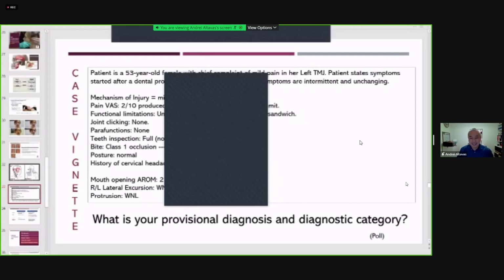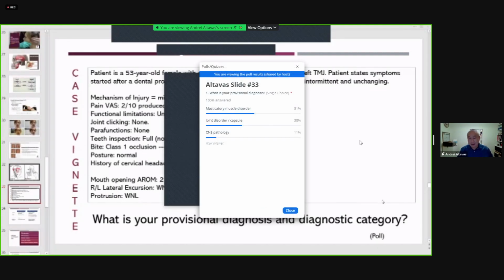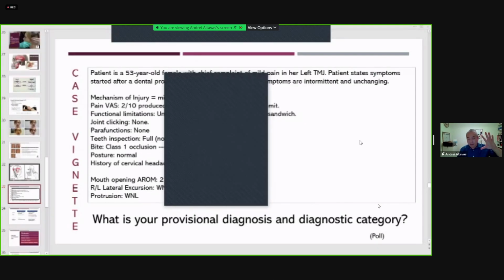Very good. All right, so most of you, 51%, responded that it is a masticatory muscle disorder. So yes. Now this is interesting, because a lot of times when patients have a muscle problem or masticatory muscle disorder, that can affect joint function also. Do you all agree? Basically your muscles can open the joint as far as your joint can take it. But again, you can have a joint problem on its own, exclusively.